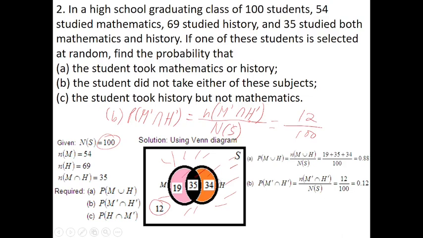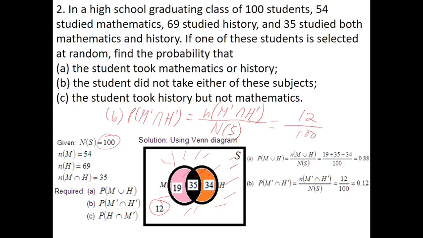Okay? I hope you get it. So, we can now proceed. Letter C, probability that the student is taking history only. History but not mathematics. So, history only. Ano sa tingin niyo yung sagot? History and not mathematics.